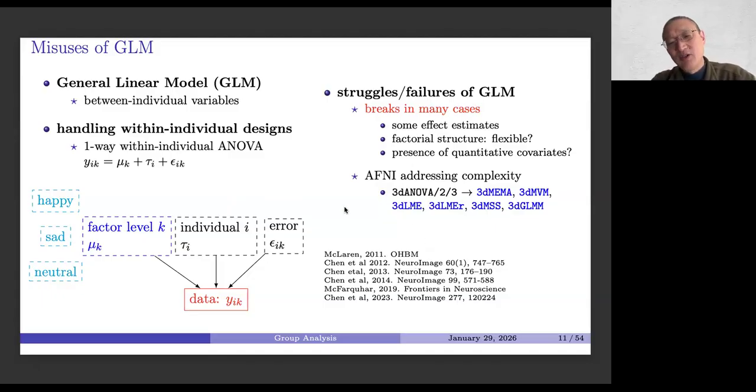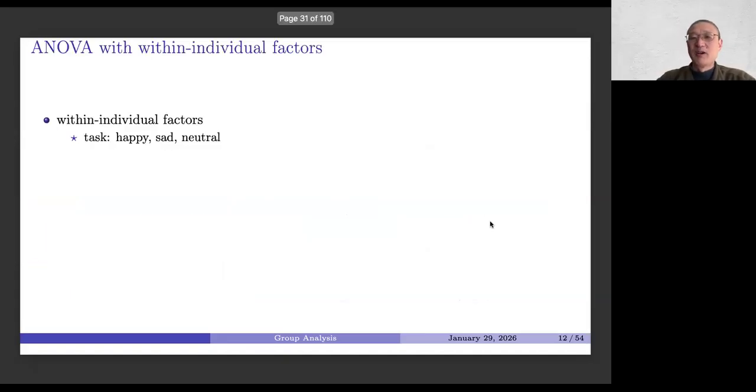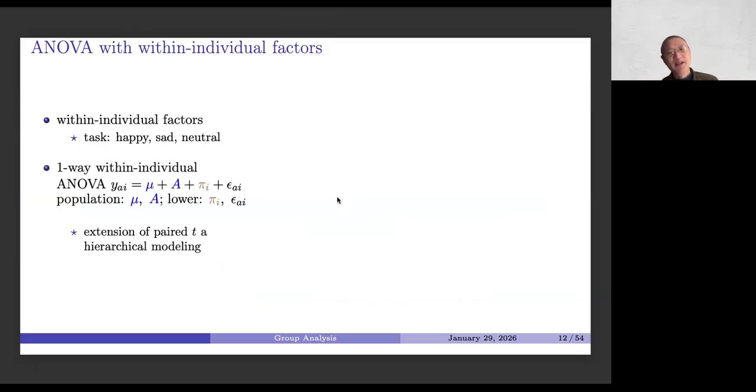In AFNI, we handle this scenario with many different strategies, which we'll talk about later on. That's why we need to move to the next modeling framework, called ANOVA, especially when we have repeated-measures factors, like happy, sad, neutral, so that's one single factor. The previous example we can move to this ANOVA framework: one-way within-individual. Again, previously we said there are three components. Actually we have four, because we put the intercept as a baseline.